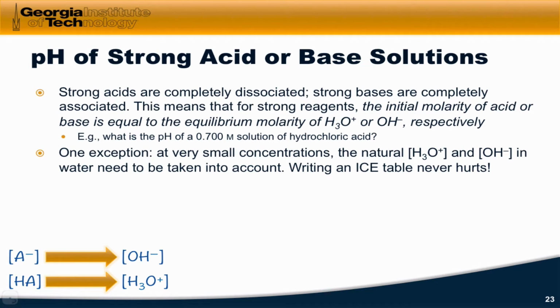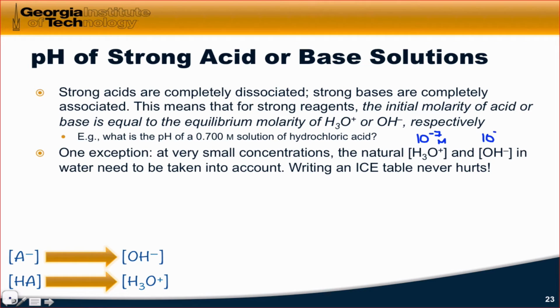The one exception to this, which I'll put out there but won't talk about in detail, is that at very small concentrations of strong acids or bases, the natural H3O+ and OH- concentrations in water need to be taken into account on the initial line. Remember, there's 10 to the negative 7 moles per liter of H3O+ in pure water, and the same is true of hydroxide. So if we're talking about strong acid or base concentrations on the order of 10 to the negative 7 moles per liter, we do need to account for these initial H3O+ and OH- concentrations in preparing this ICE table.